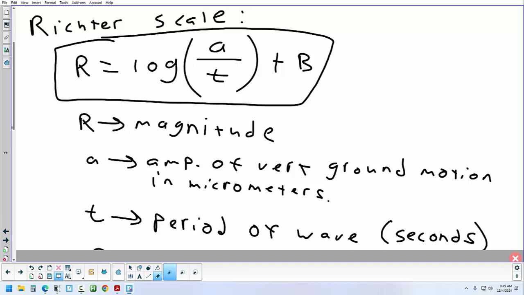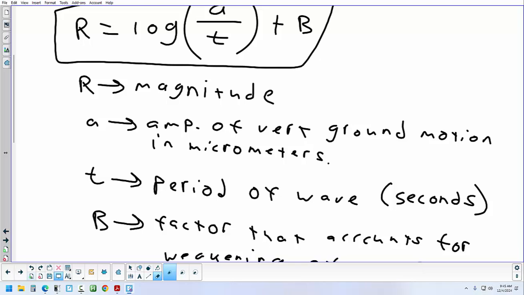The bigger the period, the less severe the earthquake. A big period would mean the boat is going up and down, but it's taking a long time. If the boat was going like this, that means waves are going by the boat really fast, so it's going up and down a lot. So a longer period is better. That means the waves aren't coming from the earthquake as often.